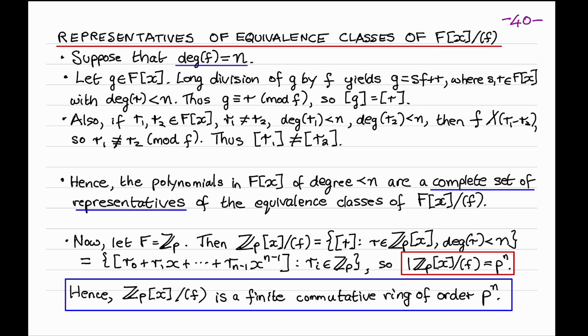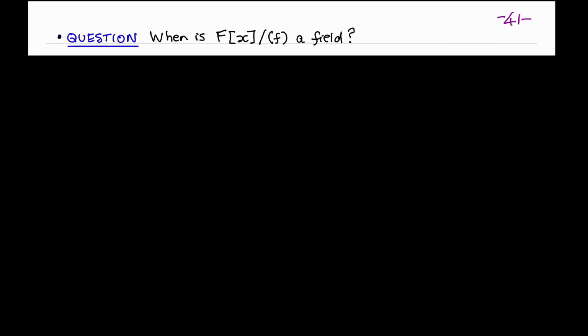It remains then to determine when this ring is a field. We'll do that next. Okay, so we need to determine when the ring of polynomials over a field F, modulo the polynomial little f, is a field. We'll see that this is a field if and only if the modulus little f is irreducible over the field capital F. So this will be analogous to the situation when the integers modulo n is a field if and only if the modulus n is prime.